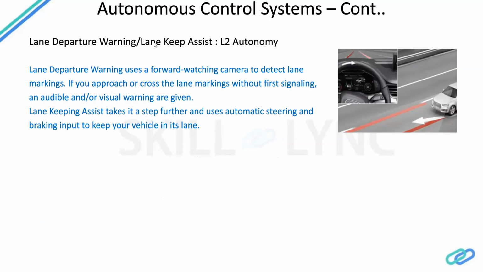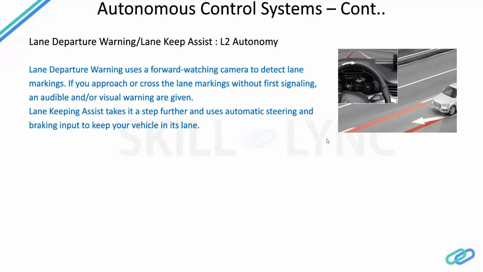Lane departure warning or lane keep assistance systems fall under L2 autonomous systems. It's a very basic L2 autonomous system. So what happens is, you have a camera mounted at the back of the IRVM, and it constantly monitors the lanes in which you are driving. At any point of time, if the road is, suppose, curving, or you change the lane without giving an indicator, it will give a warning that you are going beyond the designated lane.